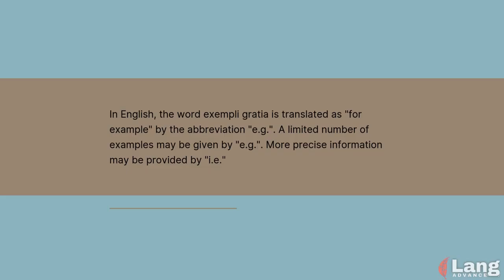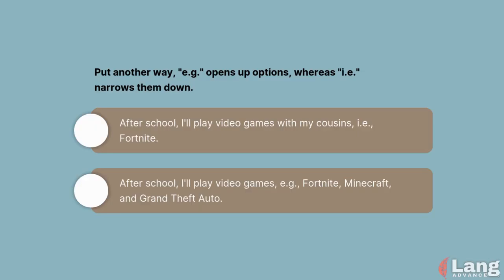A limited number of examples may be given by e.g. More precise information may be provided by i.e. or id est. Put another way, e.g. opens up options, whereas i.e. narrows them down. After school, I will play video games with my cousins, id est, Fortnite. After school, I'll play video games, exempli gratia, Fortnite, Minecraft, and Grand Theft Auto.